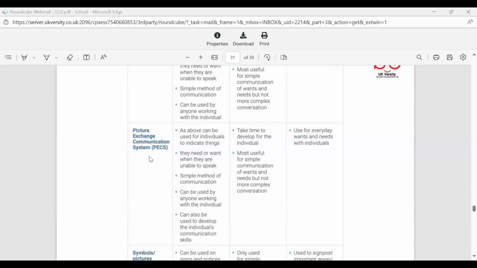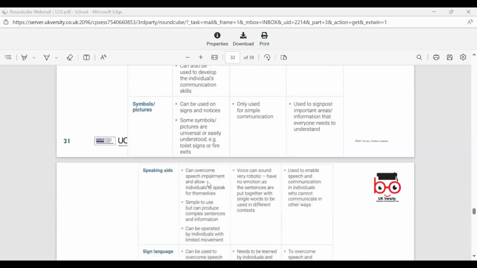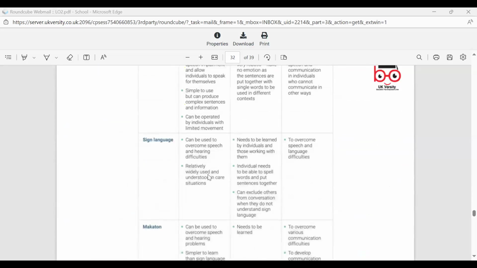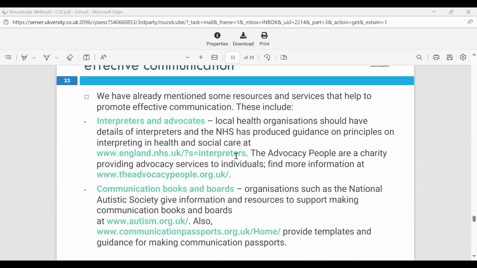It's most useful for simple communication: symbols and pictures, which we looked at, and speaking aids. So this is just identifying all of these with advantages and disadvantages and what they'll use. Sign language, we looked at, and Makaton. So now we're going to look at 2.4, which is services and resources to promote effective communication.